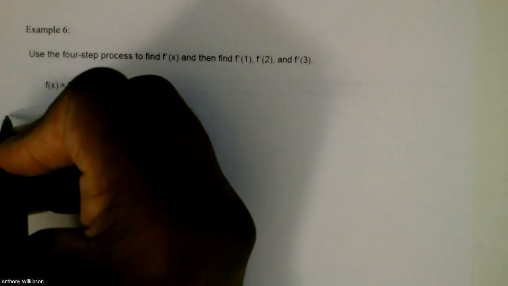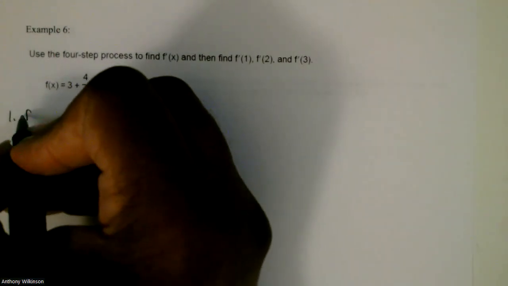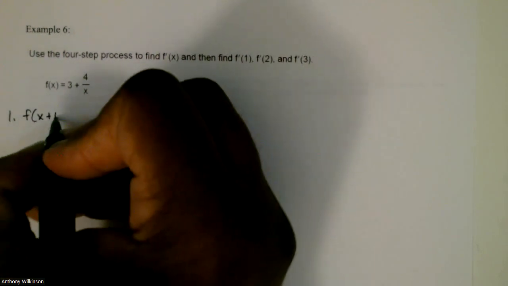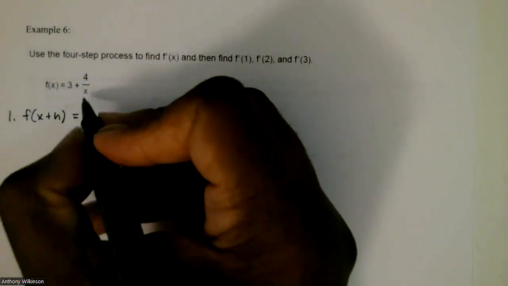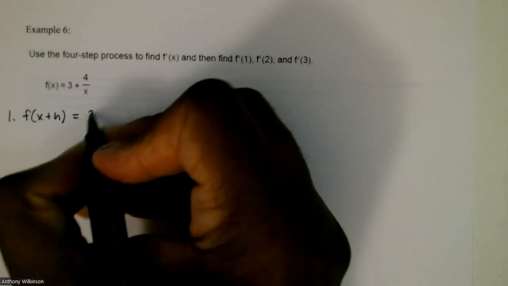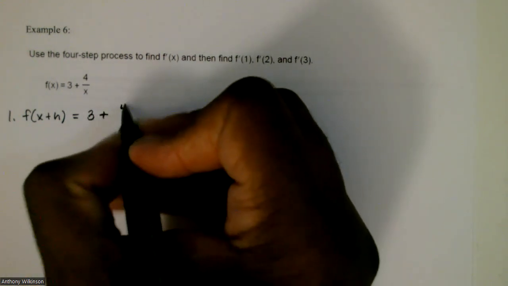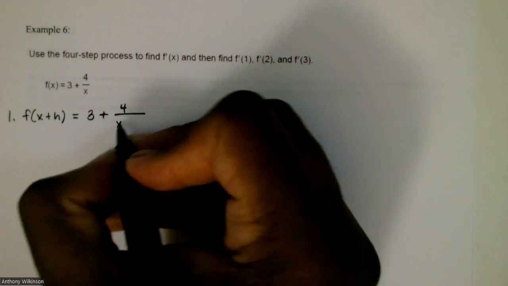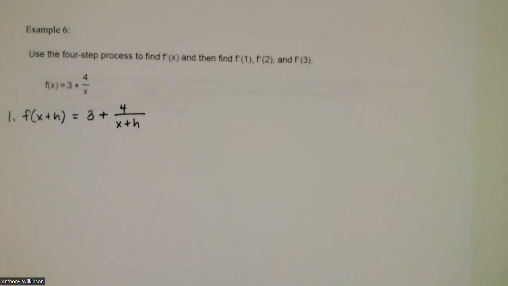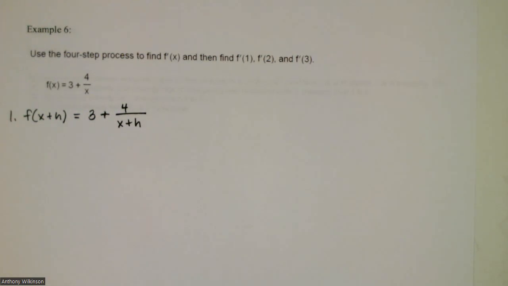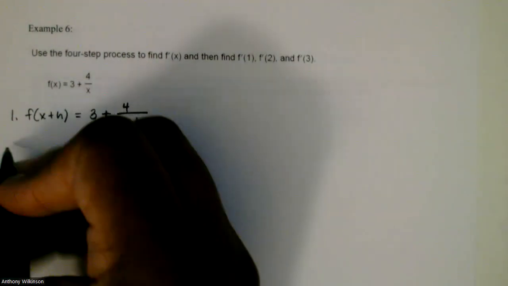All right, so starting with step number 1, you're going to evaluate f of x plus h. So we just substitute the x with x plus h. So it'll be 3 plus 4 over x plus h. There's not much we can do there. So that would be what f of x plus h is.